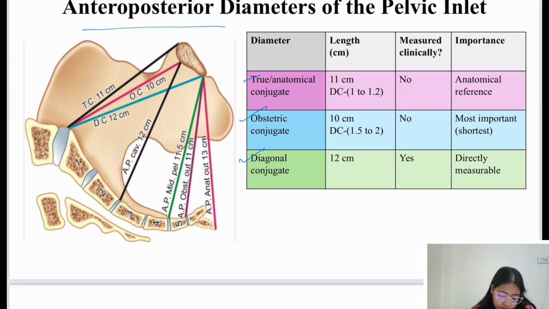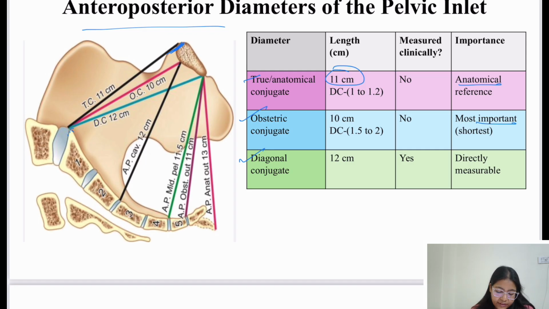Okay, so this is the true conjugate. It is from the midpoint of the upper border of the pubic symphysis to the upper border of the first sacral vertebra, and it is 11 centimeter. The importance is only anatomical, and you cannot measure it. Next, the second one is obstetric. It is from the most distal point of the pubic symphysis to the upper border of the first sacral vertebra. Again, it is 10 centimeter. You cannot measure it. It is shortest, but it is very important.